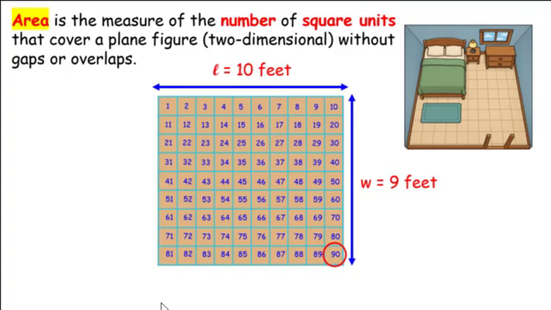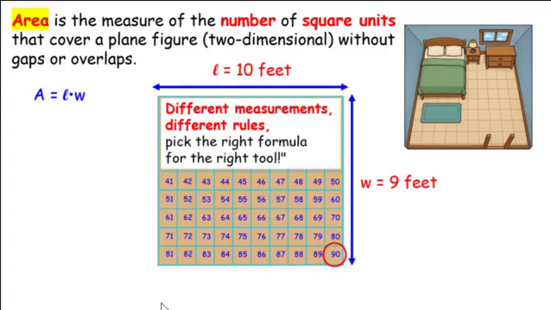If you're saying multiply, you are correct. Now we have the formula. To find the area of a rectangle, all we have to do is multiply the length times the width. You may see this is similar to your volume, which was volume is equal to length times width times height. So this is missing that third dimension of height. Different measurements, different rules. Pick the right formula for the right tool.